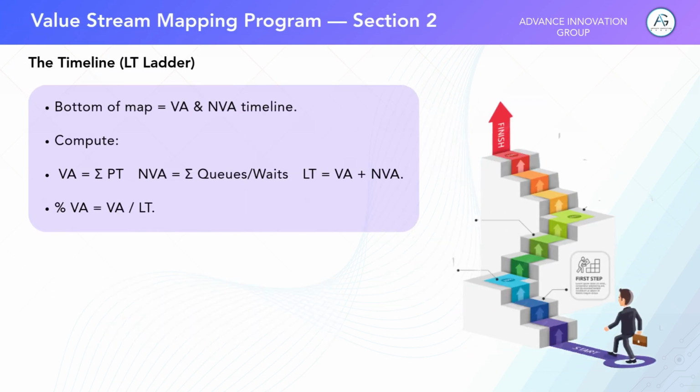This slide explains the timeline or lead time ladder in value stream mapping. At the bottom of the map, we show both value-added (VA) and non-value-added (NVA) timelines. We calculate total VA by summing all process times and NVA by adding up all queues and waiting times. Lead time (LT) is the sum of VA and NVA. Finally, the percentage of value-added time is calculated as VA divided by LT. This helps identify how efficiently the process creates value versus time lost in waiting or delays.